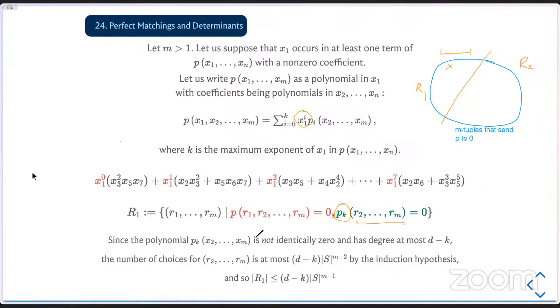So if the tail of your 0 sends this pk also to 0, then it gets counted in R1. But if pk survives, but p goes to 0, then those tuples go to R2. And I want to separately bound the sizes of R1 and R2. The total size of the set of roots is bounded as the sum of the sizes of R1 and R2. So is that clear in terms of what's going on in the big picture?